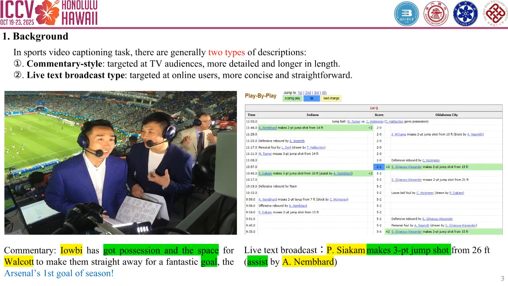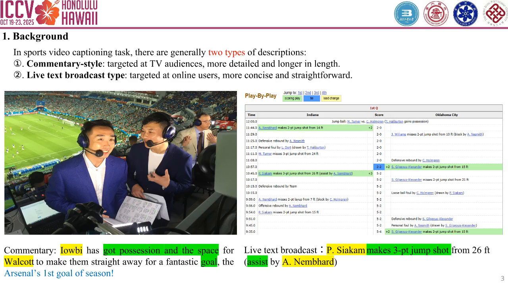In sports video captioning tasks, there are generally 2 types of descriptions. 1. Commentary style, targeted at TV audiences, more detailed and longer in length. In addition to specific actions and participants, they often integrate rich background knowledge, such as, this goal is the player's NTH career score, or the team's NTH score this season.